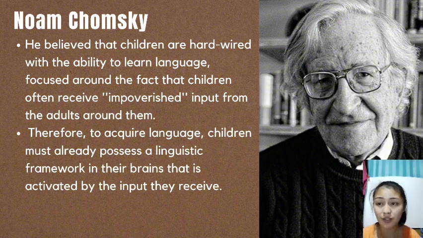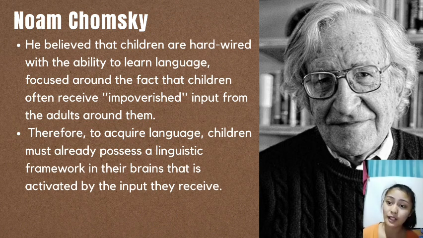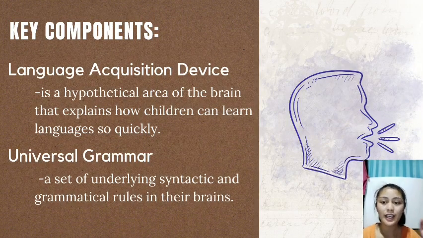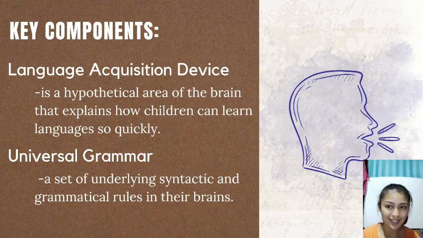It is focused around the fact that children often receive impoverished input from the adults around them. Now, people often use incorrect grammar, and babies can only hear a small sample of language. Therefore, to acquire language, children must already possess a linguistic framework in their brains that is activated by the input they receive. Okay, now, in addition to that, we have here the language acquisition device, or LAD.